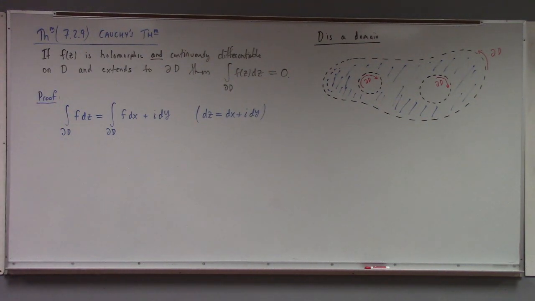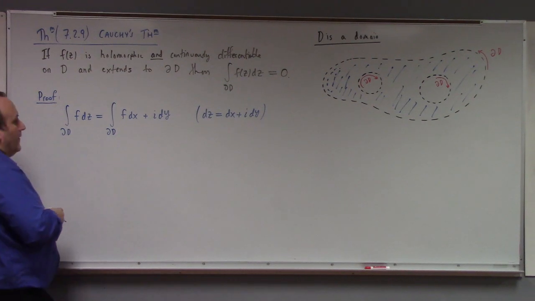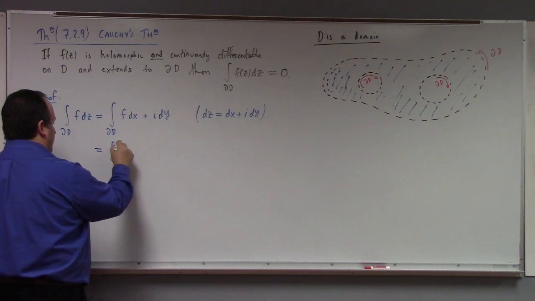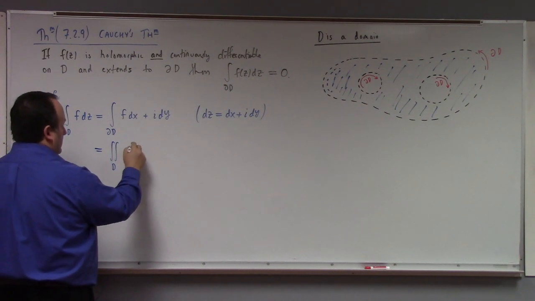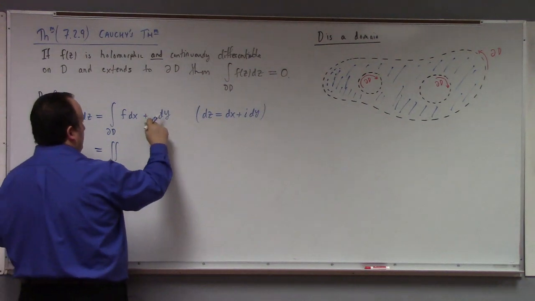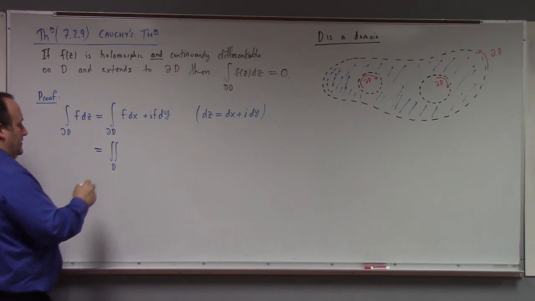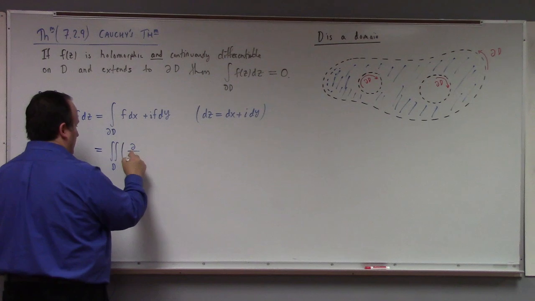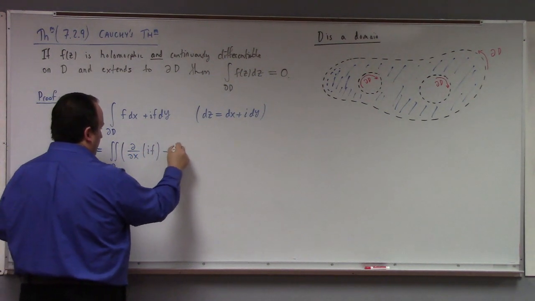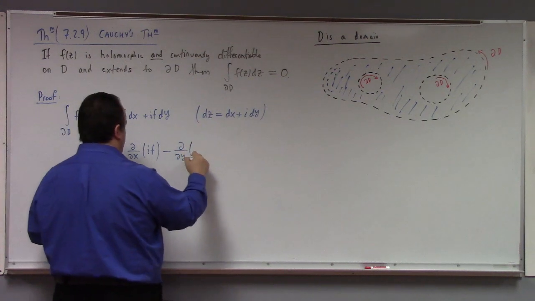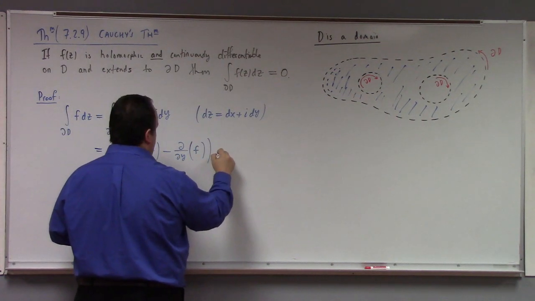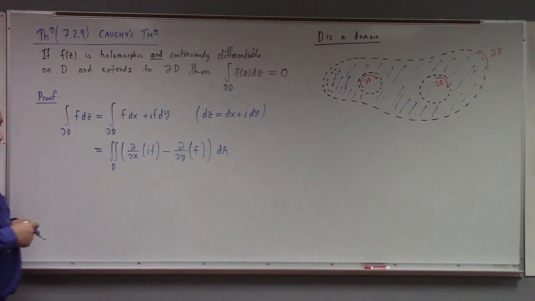All right. So this is equal to the double integral over D of, oh, I seem to have lost an f over here. That's not good. i f, there we go. So here we go. Partial x of i f minus partial y of f dA, where A is the area infinitesimal element. Now, do you guys know what I'm doing? Green's theorem, right? Green's theorem, yeah.